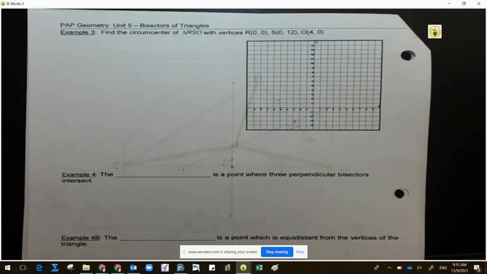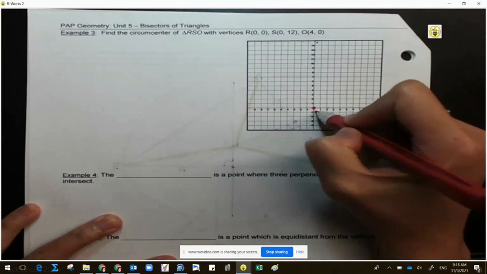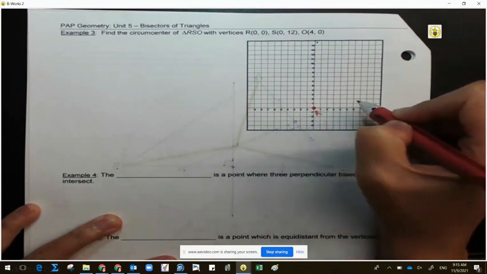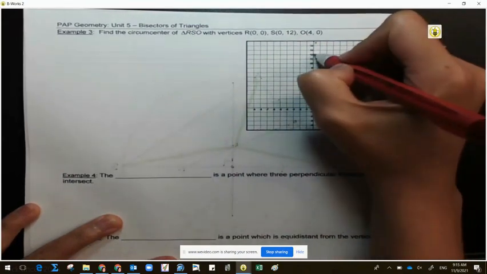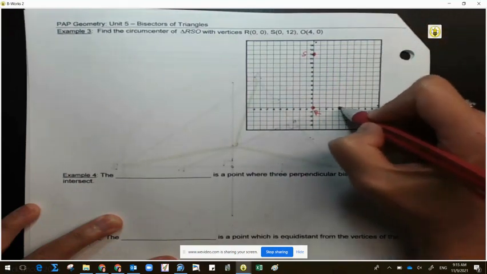Find the circumcenter of triangle RSO with the given vertices. All right, let's go ahead and plot it. Here's my R. And then my S is (0, 12). And then we have O is (4, 0).